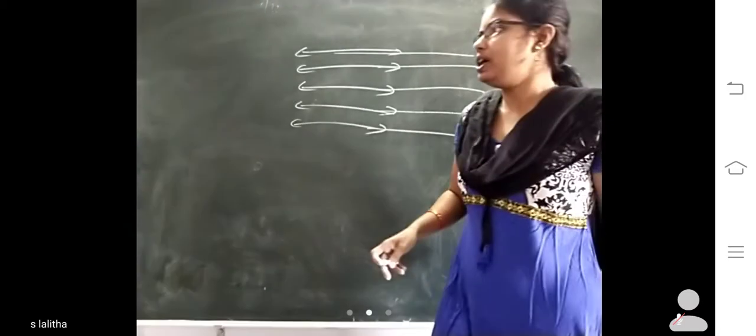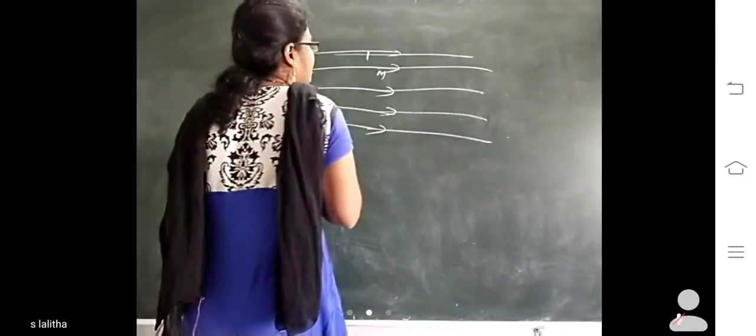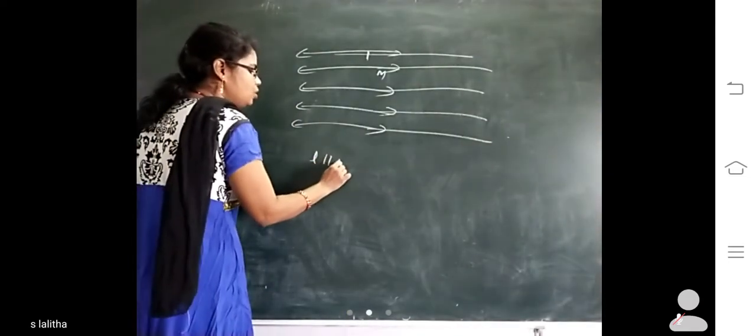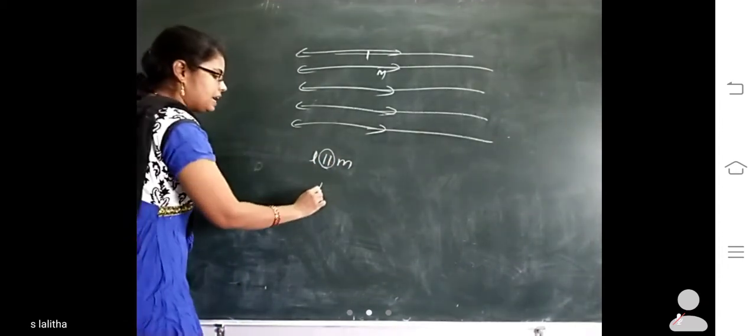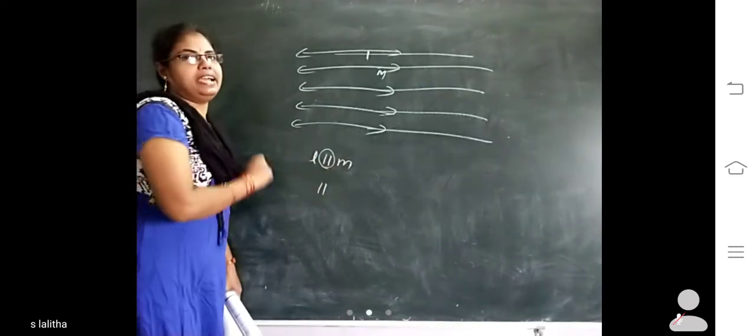Suppose this line is L and this line is M. How to write the symbol? L is parallel to M. This is the symbol of parallel. The parallel symbol is like this. Did you know? L is parallel to M.